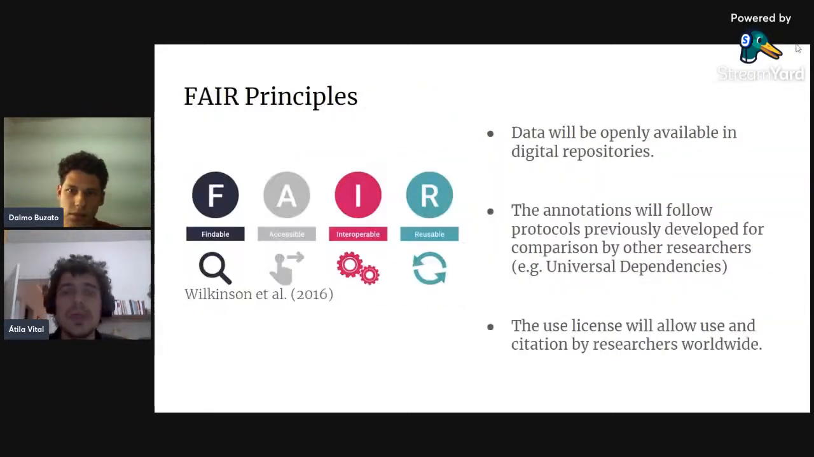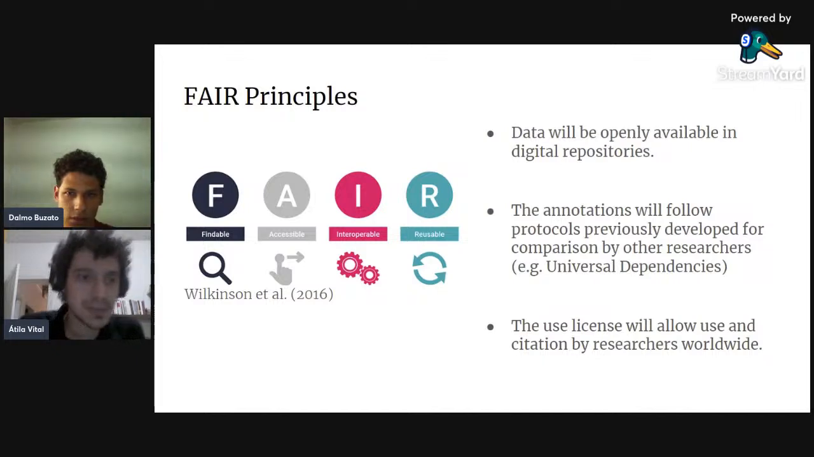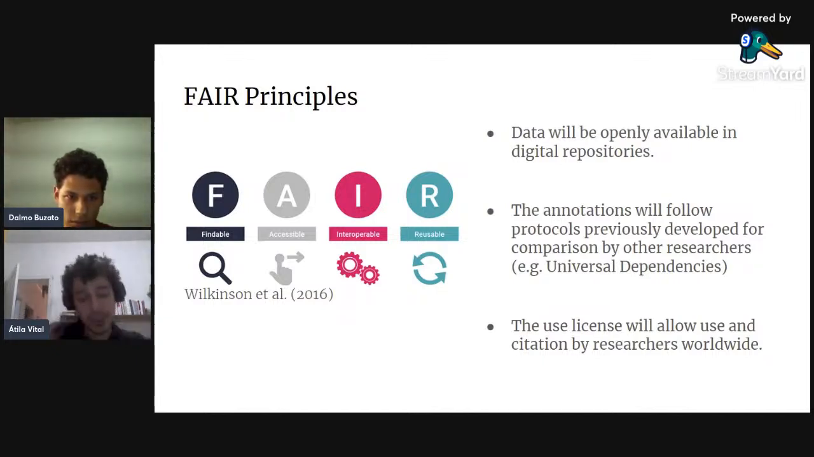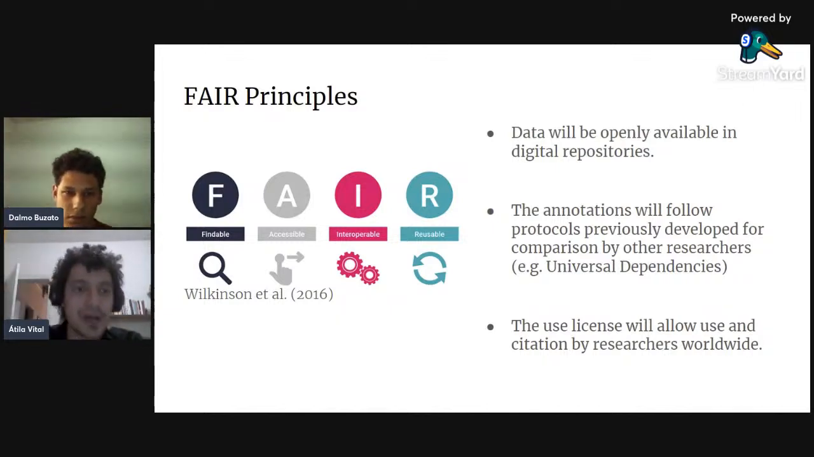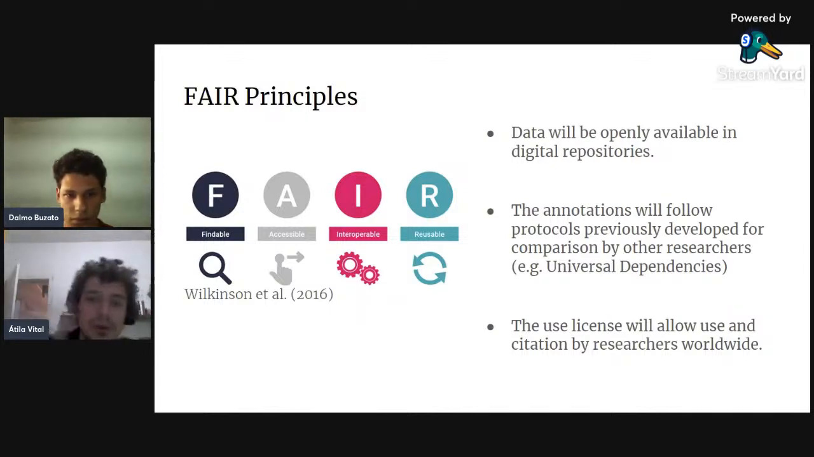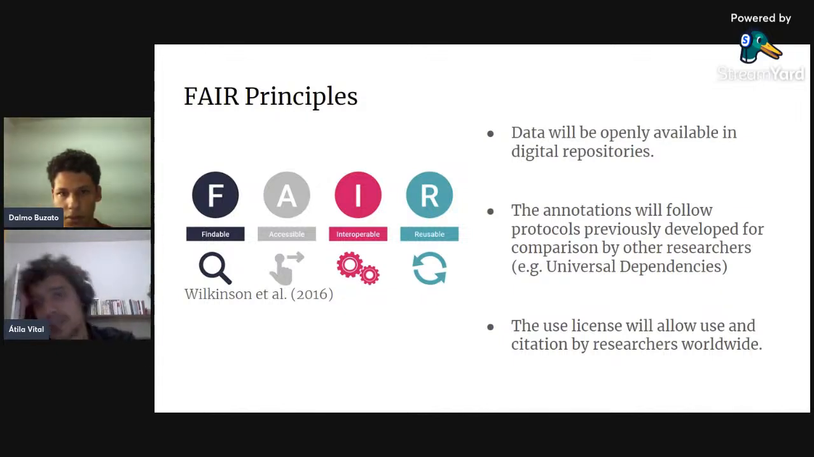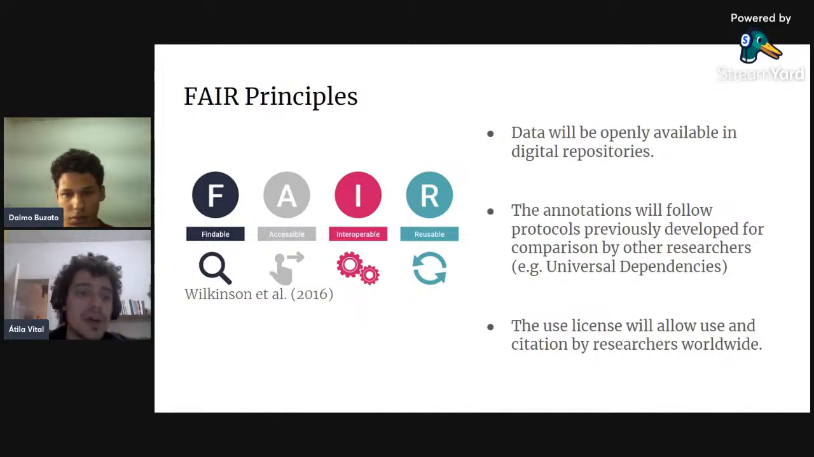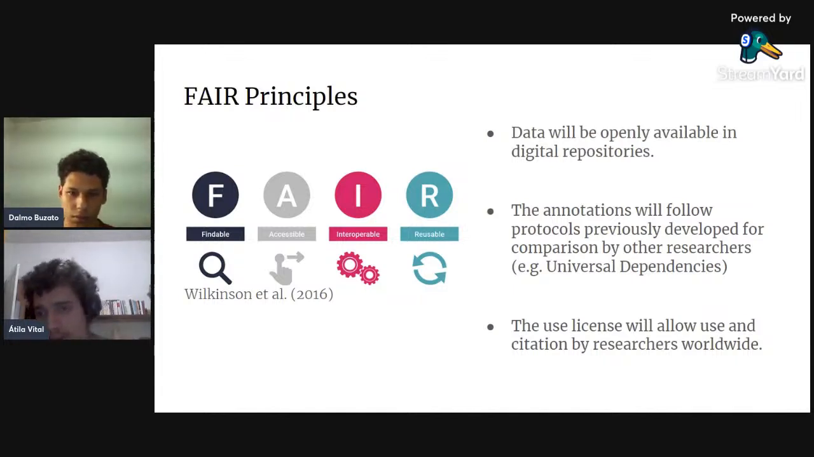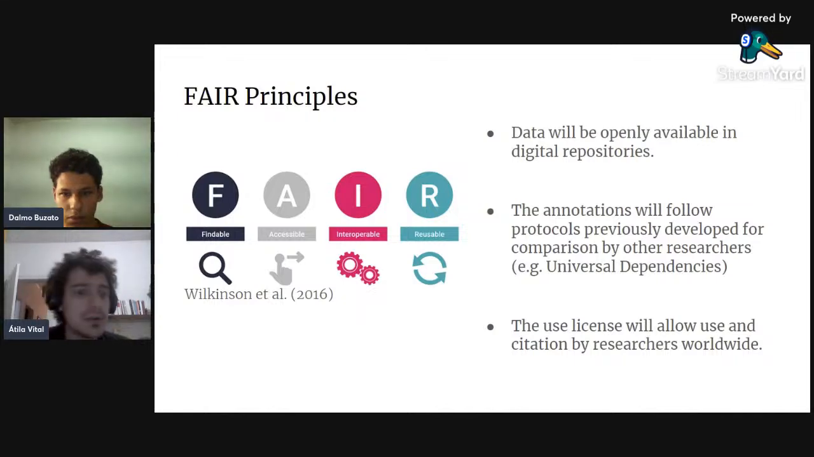The next one. Now I'm going to say some words about the FAIR principles. We are trying to make all of those steps representing the FAIR principles. It means that our data will be easily findable, accessible, interoperable, and reusable. It will be available on digital repositories. The annotations will follow protocols that are commonly used by other researchers, such as Universal Dependencies and lots of very good frequently used corpus activities. The licenses will allow use and citation by researchers worldwide.